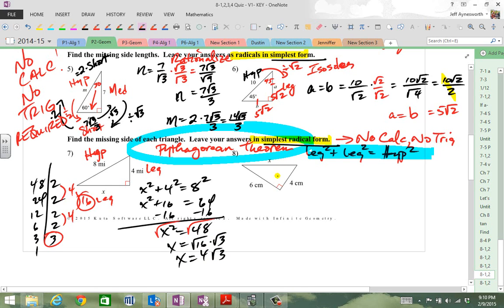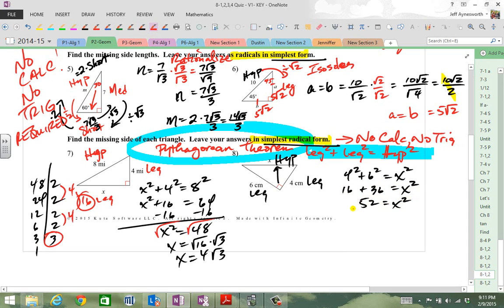Now, on the next one here, you got your legs, you got your hypotenuse. Opposite of the right angle is the hypotenuse. So this is 4 squared plus 6 squared is equal to x squared. Leg squared plus leg squared equals hypotenuse squared. Or you can say 6 squared plus 4 squared, but it's the same thing, right? That's 16 plus 36 equals x squared. That's 52 equals x squared.